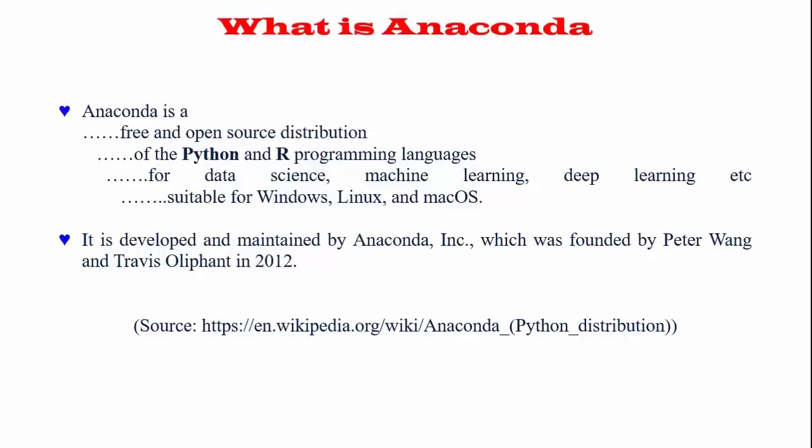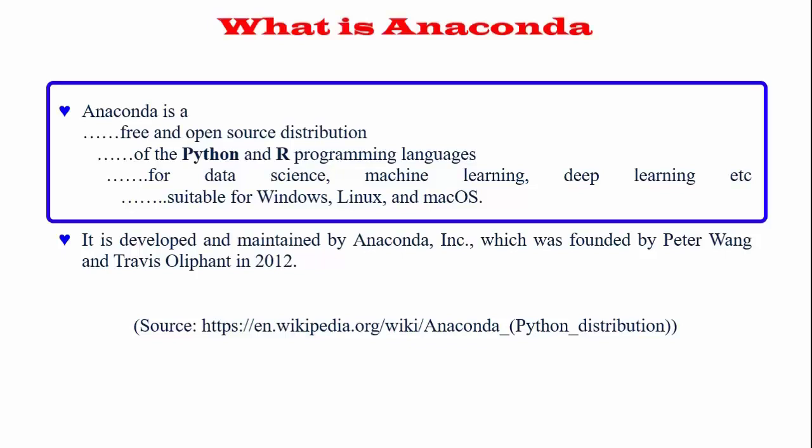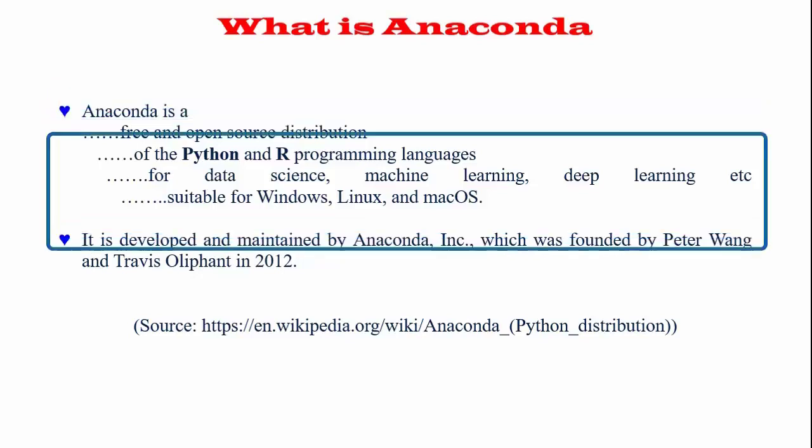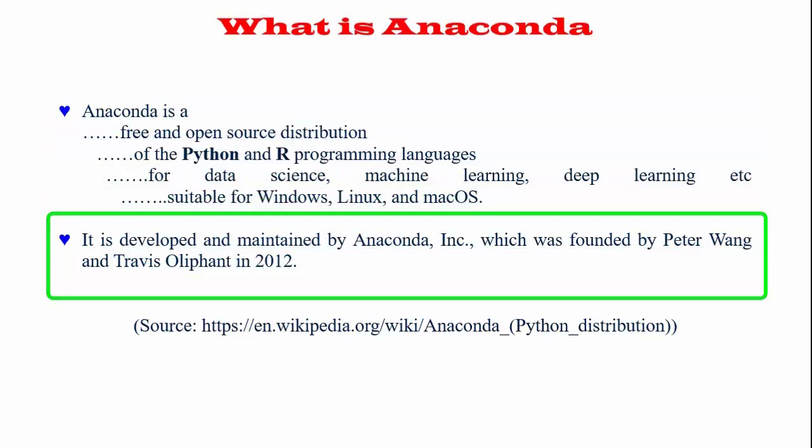What is Anaconda? Anaconda is a free and open source distribution of Python and R programming language for data science, machine learning, deep learning, etc. It is suitable for Windows, Linux and Mac OS. It is developed and maintained by Anaconda Incorporation, which was founded by Peter Wang and Travis Oliphant in 2012.